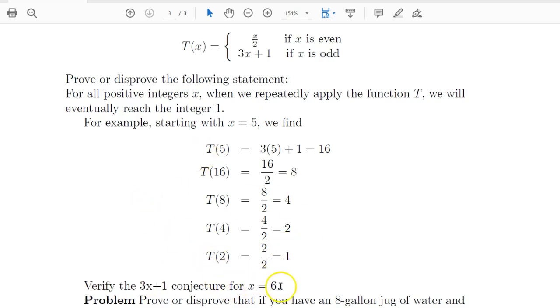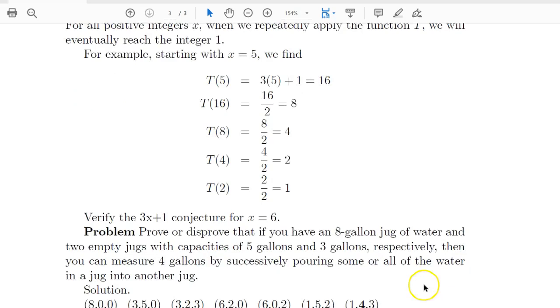Check that it is true for 6. It has been checked for many positive integers. It's always true, but nobody was successful in proving that the conjecture is true for all positive integers, or in finding a counterexample.